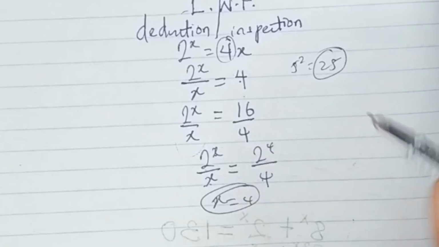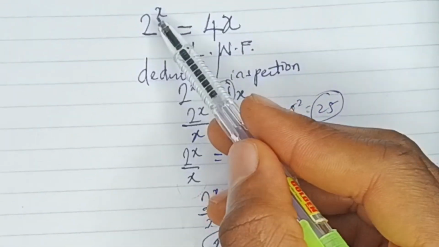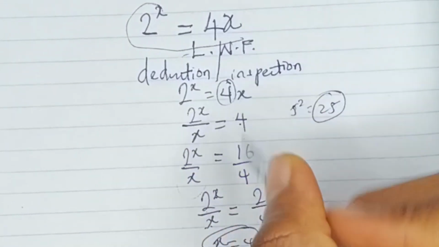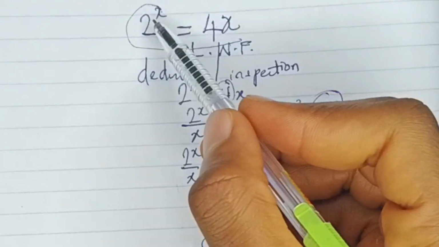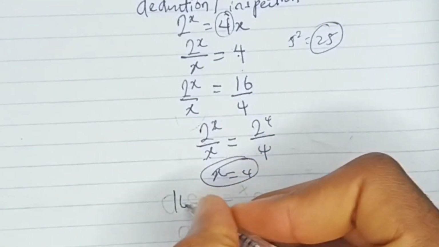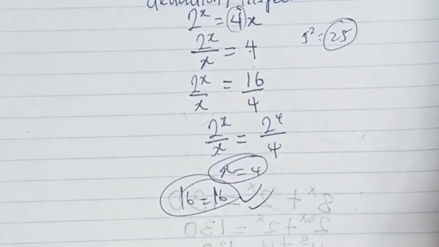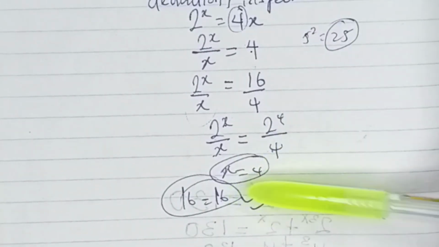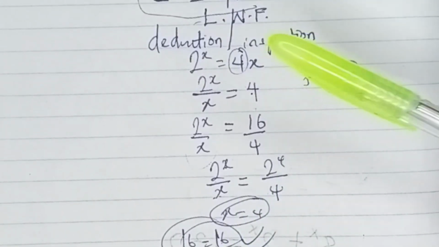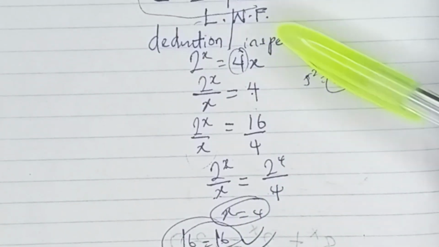And this is just one method to getting the answer for this question, because if you substitute x as 4 here, you have 2 raised power 4 is 16, and you have 4 times 4 is 16. Hence, this is one correct answer for this question. However, there's another answer we're going to be getting with the Lambert's W function.